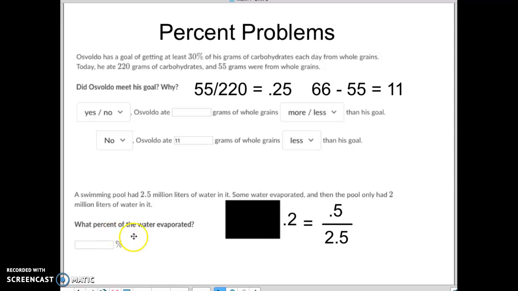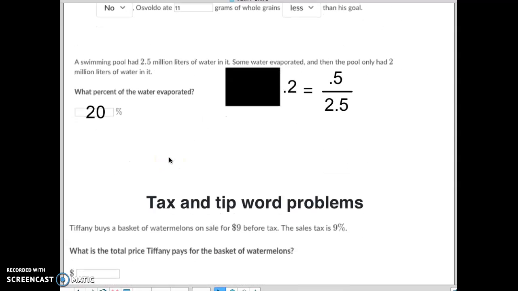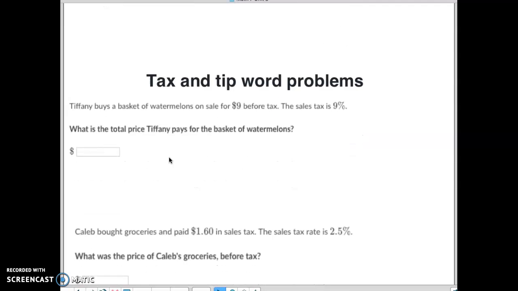Then, what percent evaporated? How do you turn 0.2 into a percentage? You simply move the decimal over 2 places, so this would be 20%. Okay? We got past that little mistake. See, we all make mistakes, guys, and that's why you should check your answers with me.